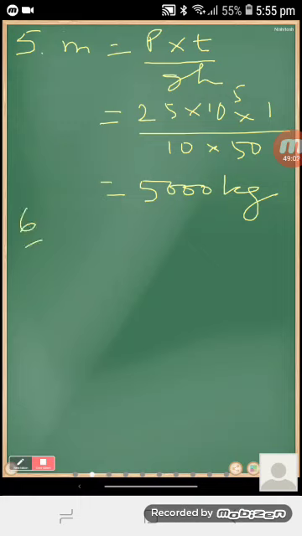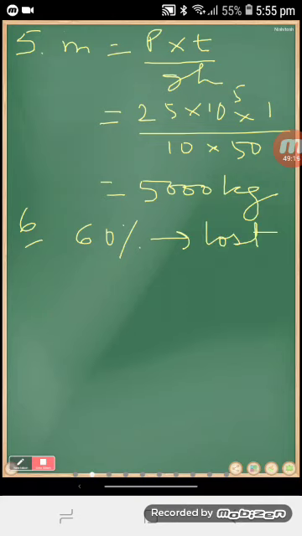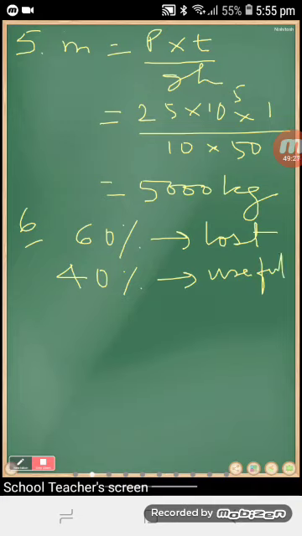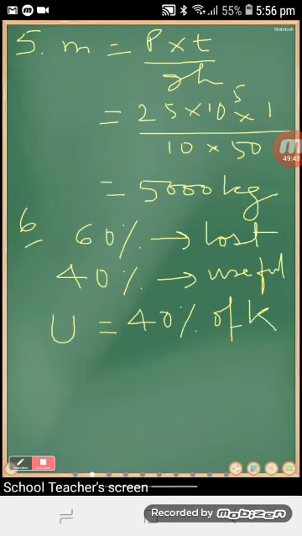In the sixth, if you observe, 60% of the energy is wasted in overcoming friction. So what is the used percentage? That is 40%, which is only useful. That means of the kinetic energy, only 40% of the kinetic energy is going to be converted into potential energy. So we can write U is equal to 40% of K. Clear? Now U is equal to mgh.